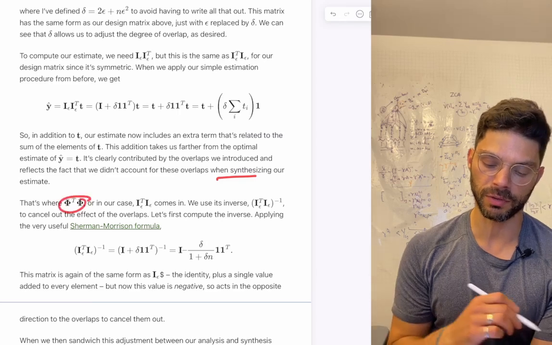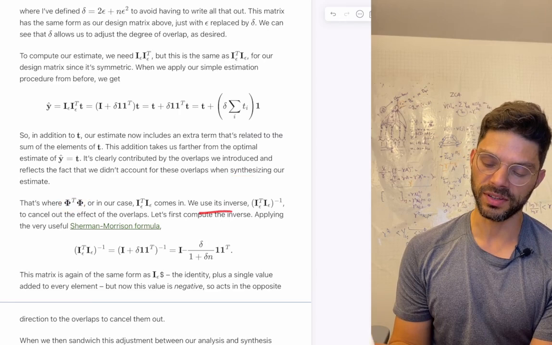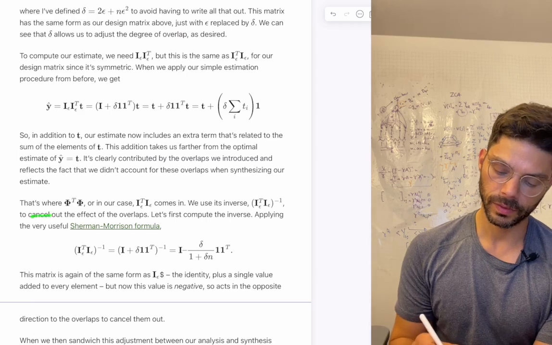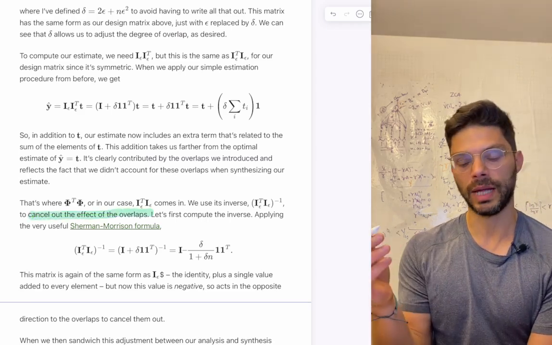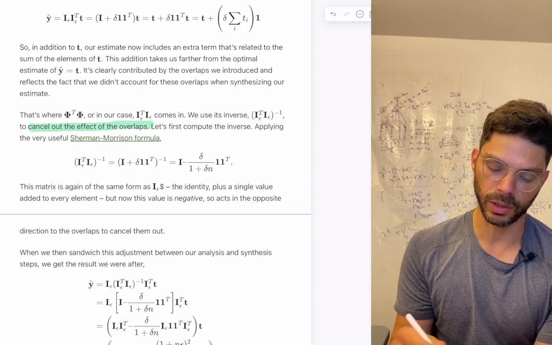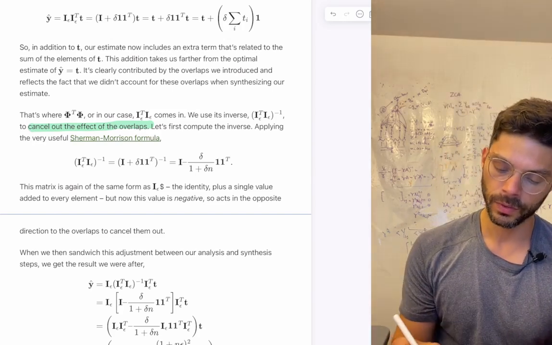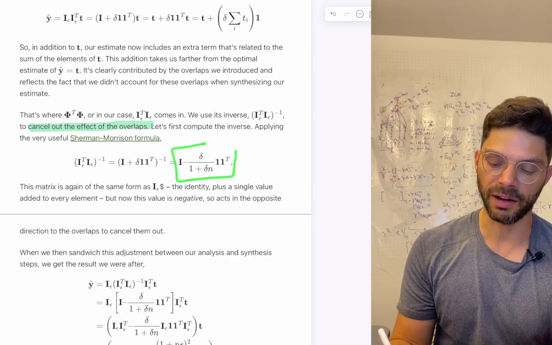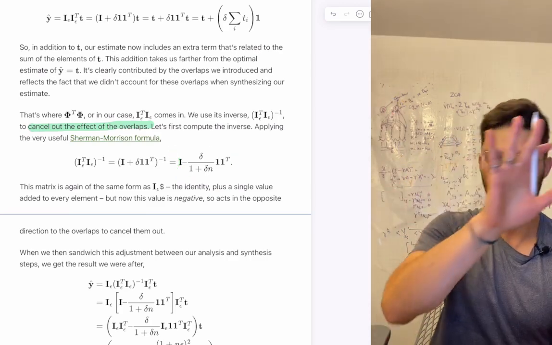So that's where phi transpose phi, or in our case, I-E transpose I-E comes in. We use its inverse to cancel out the effects of the overlaps. So let's compute the inverse. We'll use this very useful Sherman-Morrison formula, if you haven't seen it before, to find the inverse of this matrix, and it ends up being, again, of the same form: identity plus a 1 1 transpose term. 1 1 transpose is the matrix that's just all ones.